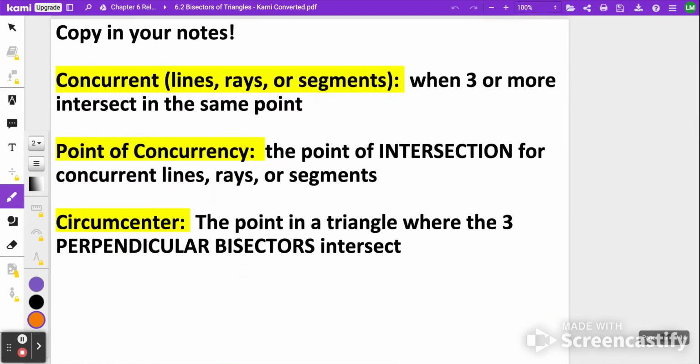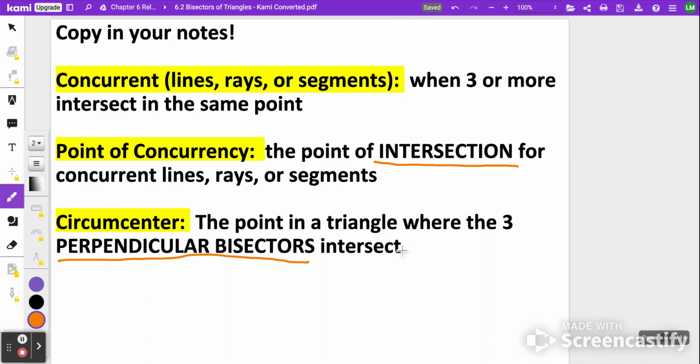First thing we're going to do is copy down the following 3 points. A concurrent, which is lines, rays, or segments, is when 3 or more intersect in the same point. We'll see those today. We have point of concurrency. That is the point of intersection for the concurrent lines, rays, or segments. And then the circumcenter is the point in a triangle where those 3 perpendicular bisectors are going to intersect.